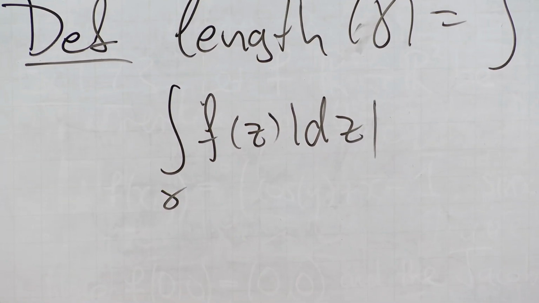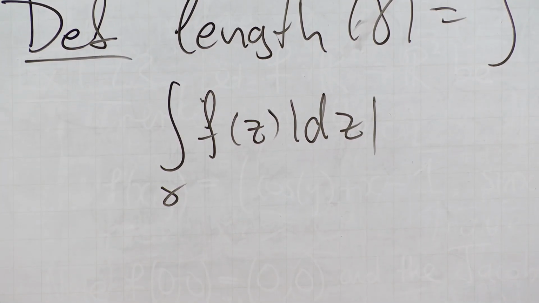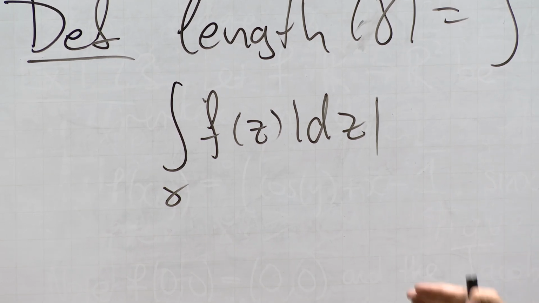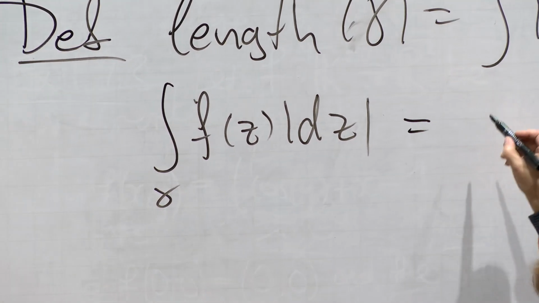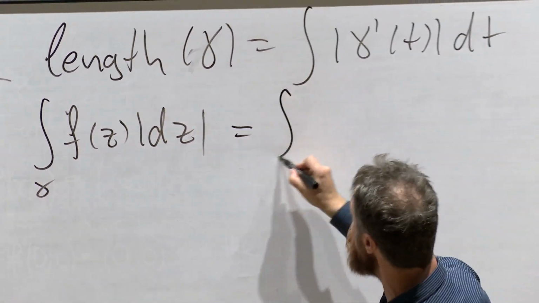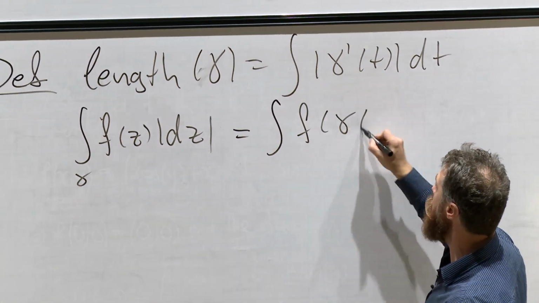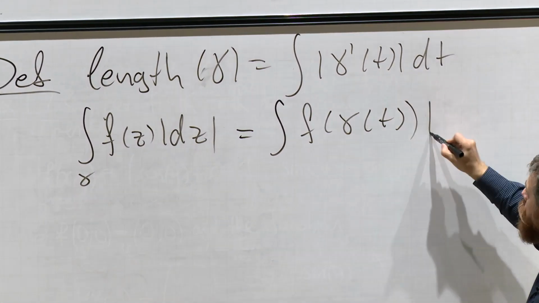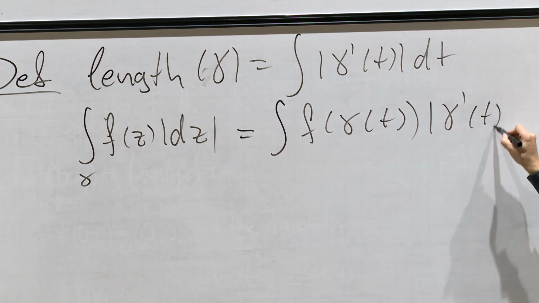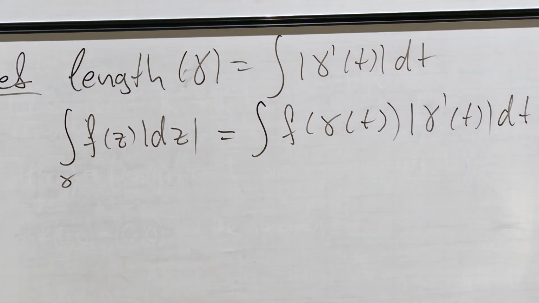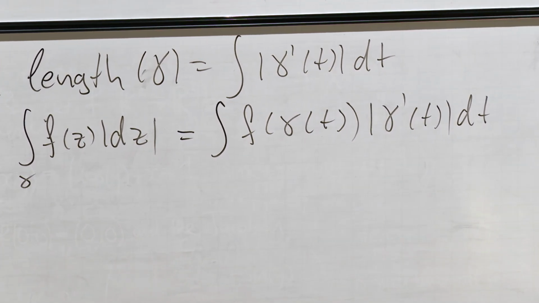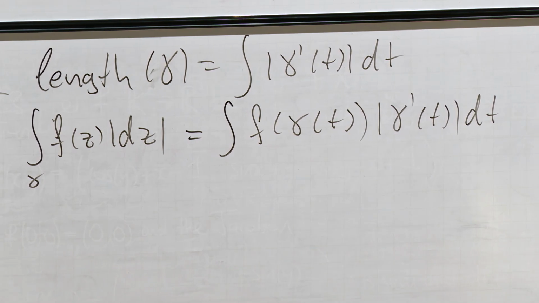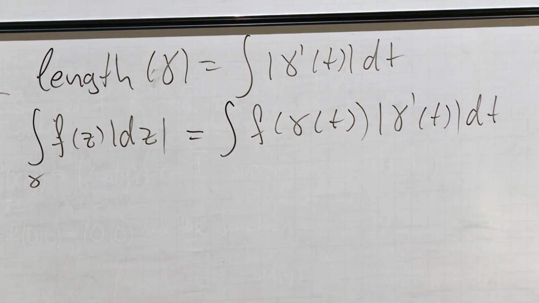Of course, dz is not a number. It has no modulus, so it's just a notation. But we define this as the integral of f of gamma of t times modulus gamma prime of t dt. So this is integration with respect to arc length.